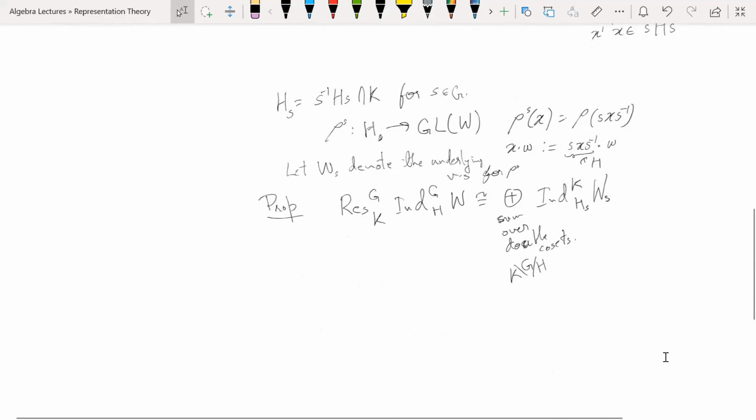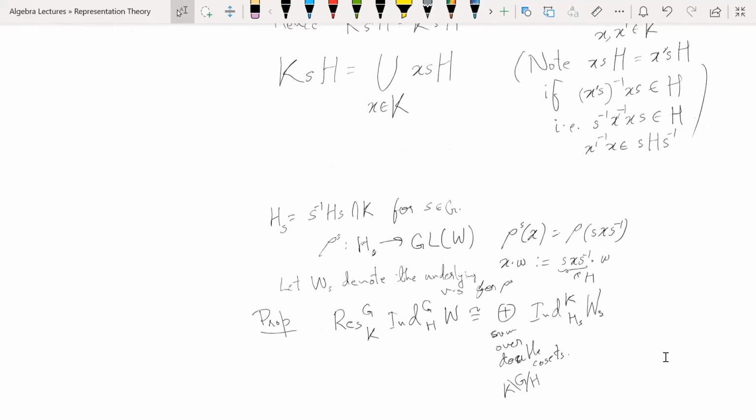So once you have a representation W of H, we denote by H_S the subgroup S inverse H S intersection K. It's a conjugate of H by S, and you intersect with K. Then you can define a representation of H_S using the representation of W. We want to define the action of H_S on W. So what is the action of H_S on W?